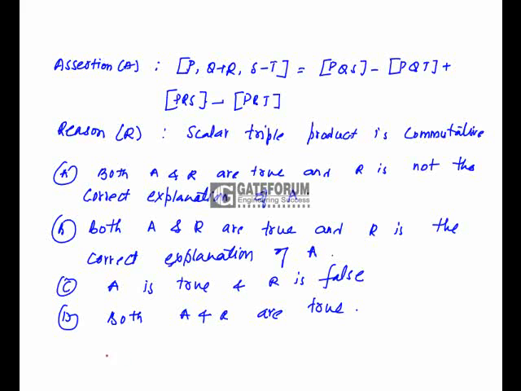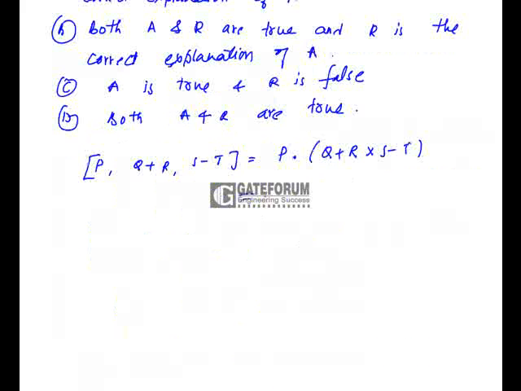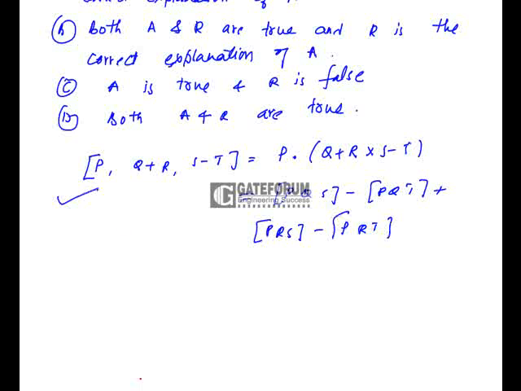They have given the assertion as box P comma Q plus R comma S minus T. We know that box ABC is nothing but A dot B cross C, that is P dot Q plus R cross S minus T. And if you simplify by using the vector definitions, you will get the answer as PQS minus PQT plus PRS minus PRT. That means the given assertion is true, and also we know that scalar triple product is commutative.